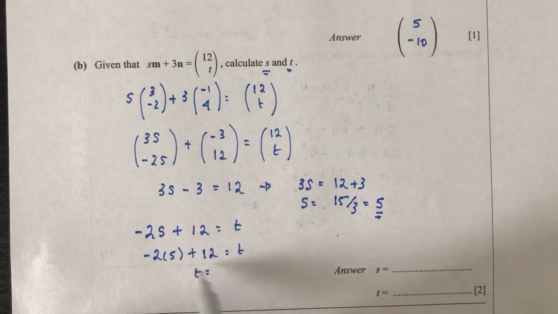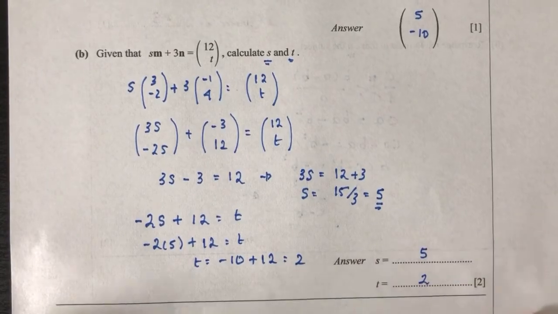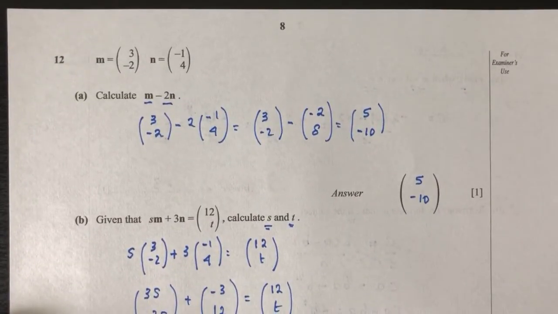So t is equal to minus 10 plus 12, which is 2. So the answer will be s is equal to 5 and t is equal to 2. And that is question number 12.